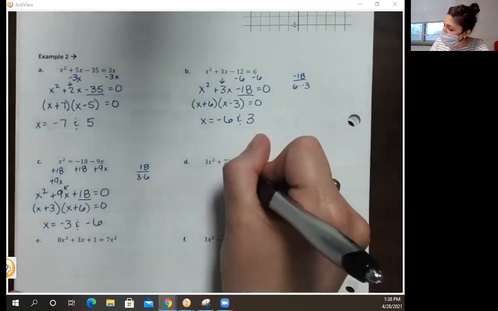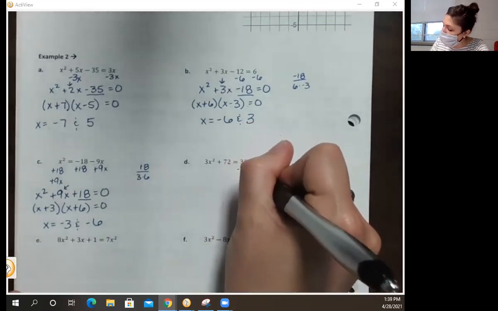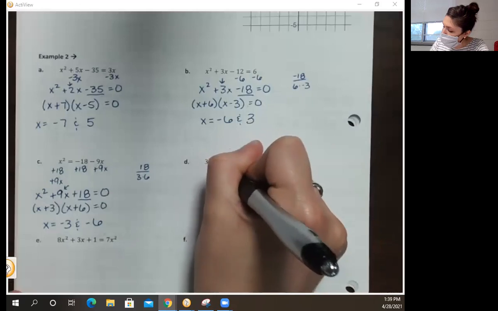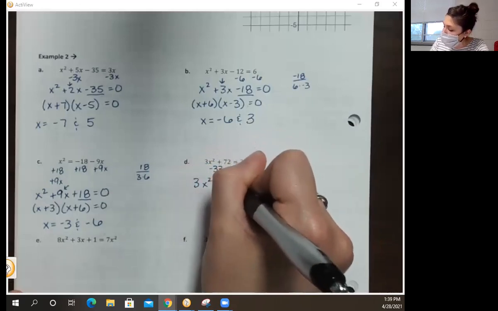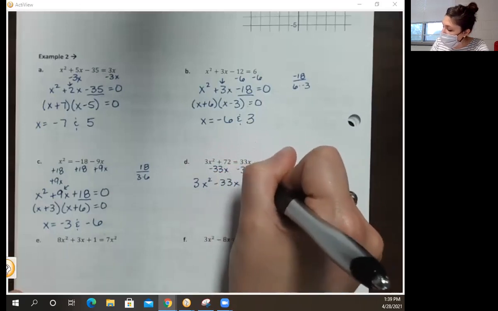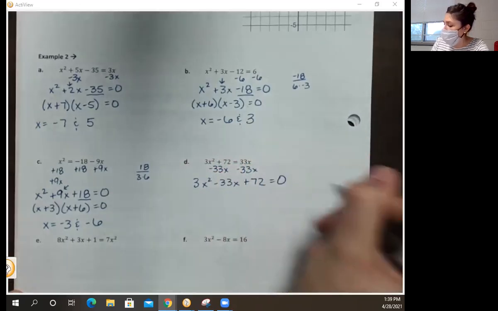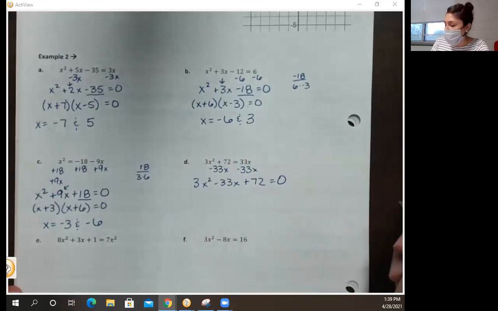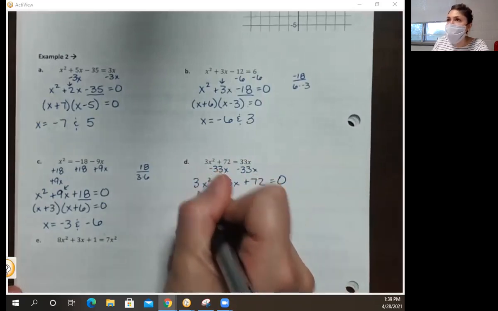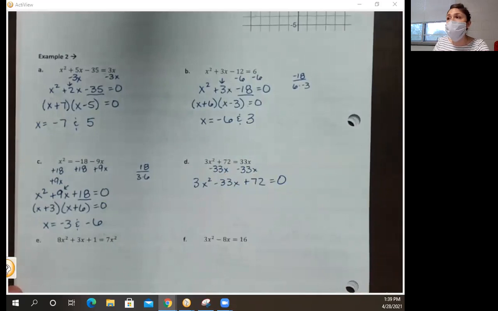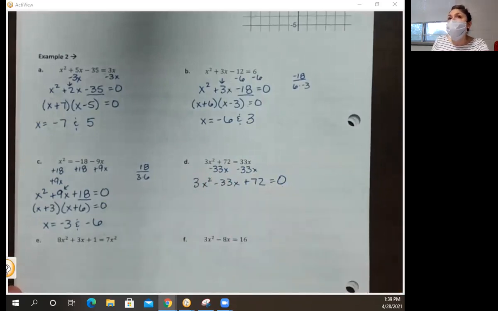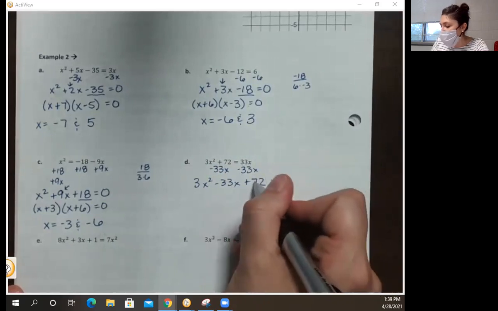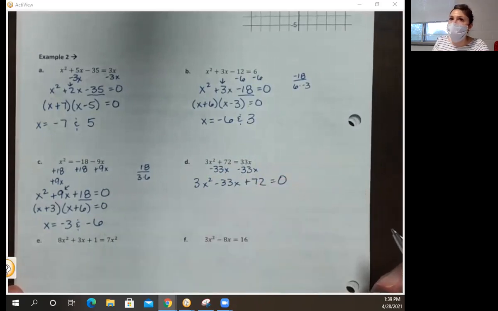Yeah, move everything to the same side. So I'm going to move this 33x over. So I have 3x squared minus 33x plus 72 equals 0. Now this time we have a number in front of x squared. We have a lead coefficient that's not 1. We see something in front of x squared. That means that I can't just look for factors of 72 that add to -33.